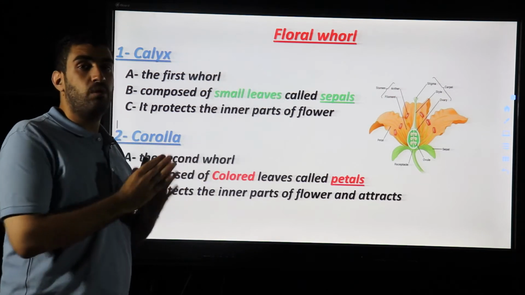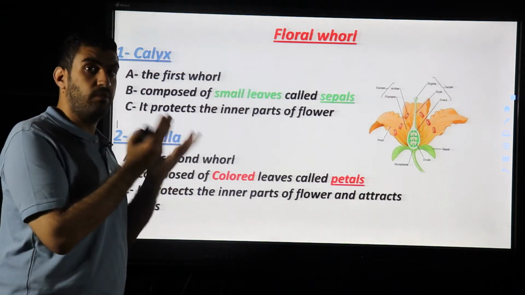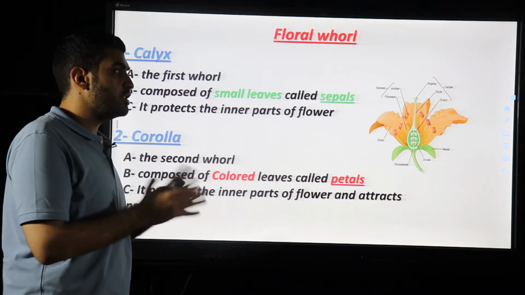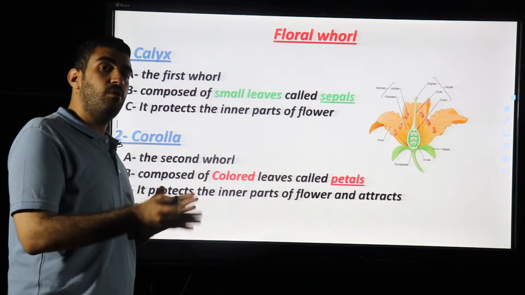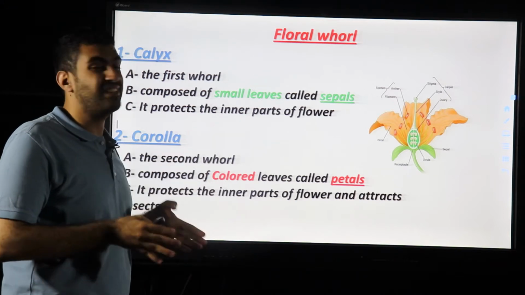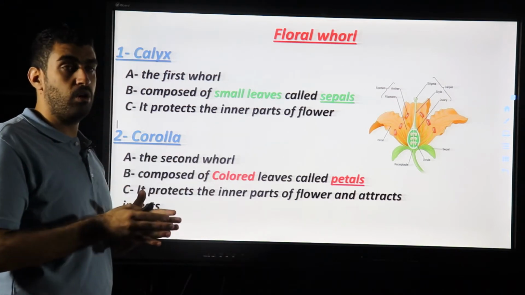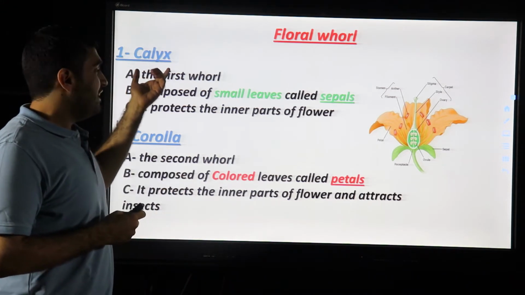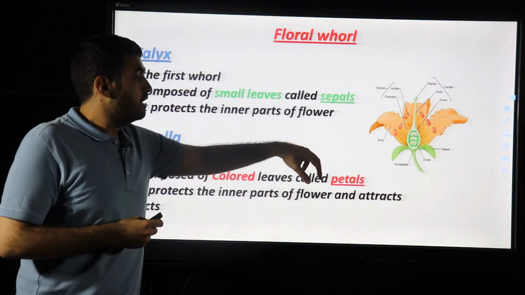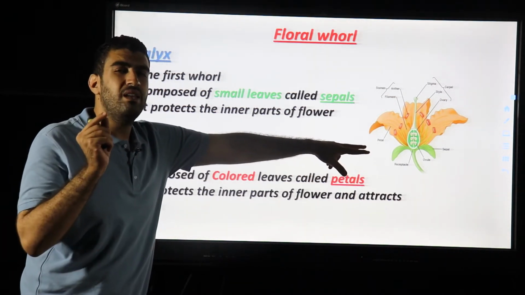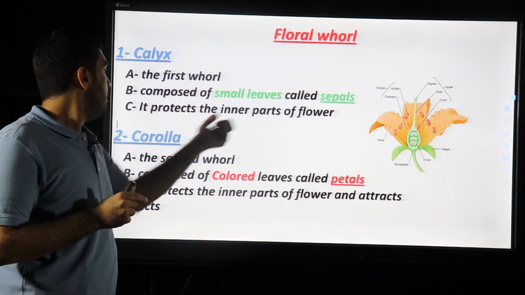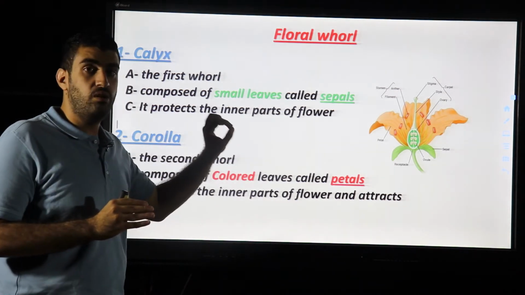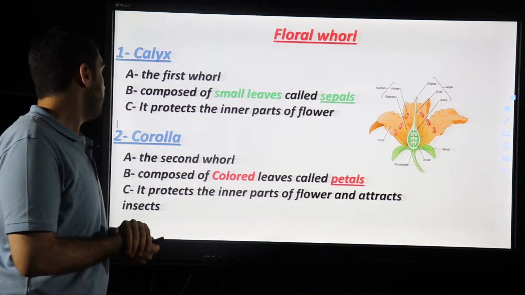Floral whorls, or covers of the flower, are the four parts forming any flower. They may change from one flower to another, but any flower that has all four whorls is called a typical flower, which means complete or perfect. The first part is the calyx, the outermost part, composed of small green leaves called sepals. It protects the inner parts of the flower, just one function.